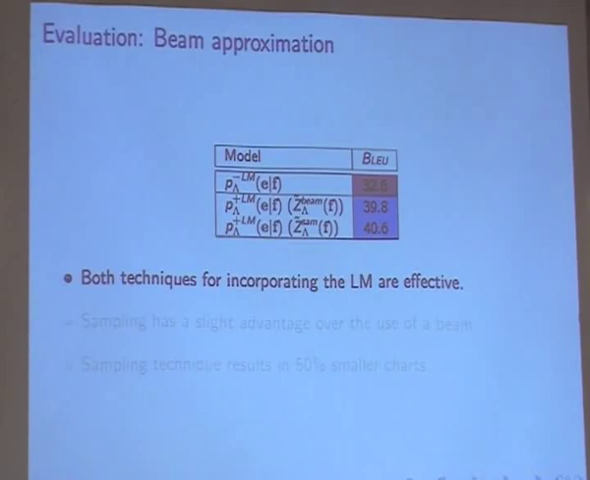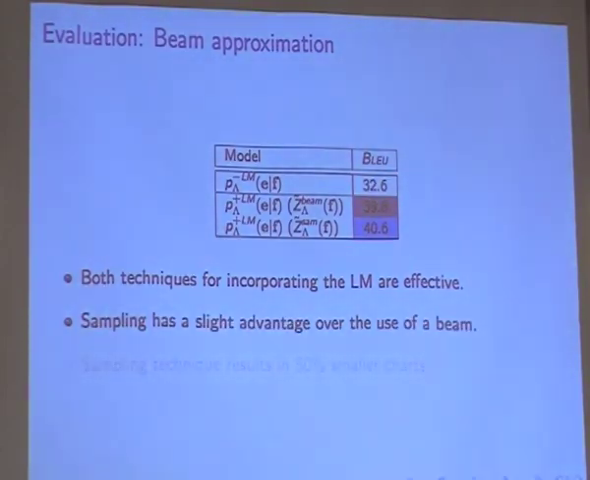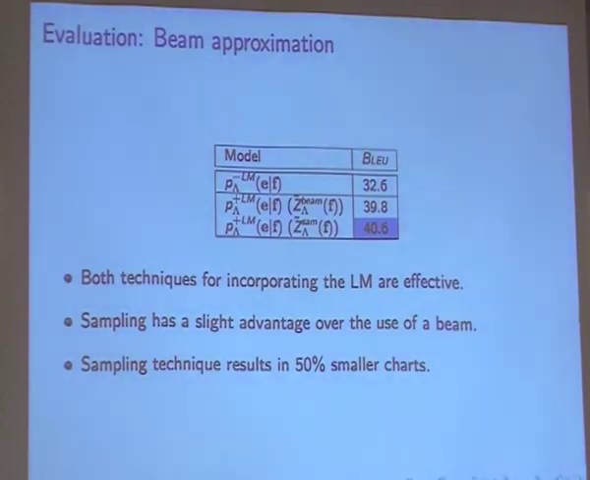And we can see that they both do a lot better than not using a language model. So you need to use a language model. It's a common theme of machine translation that if you want good results, you need a language model. It really does matter. Between the two models, we can see there's only a slight difference, but our sampling scheme does do a little better, and we did see this quite consistently. The other advantage of the sampling approach is that it produced much smaller charts, so it was more computationally efficient. So this is the one we use in all the subsequent experiments.